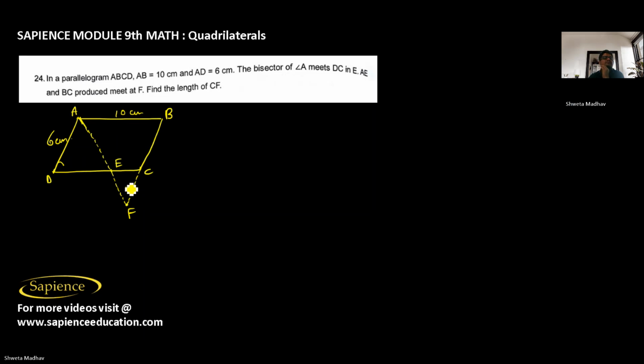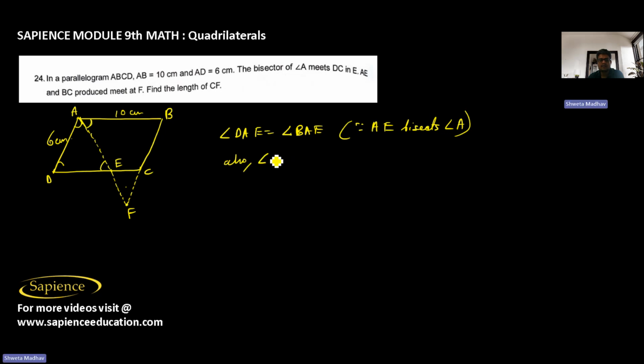And here, this is the angle bisector of angle A. So it means that angle DAE is equal to angle BAE, since AE bisects angle A. And also angle DAE is equal to angle AED, since alternate interior angles are equal, as AB is parallel to DC.